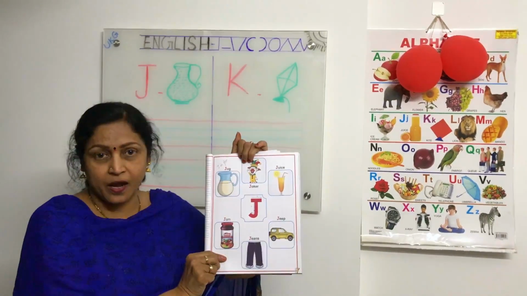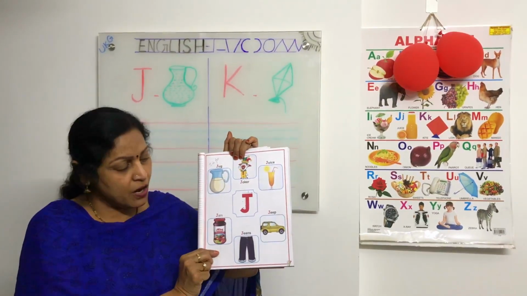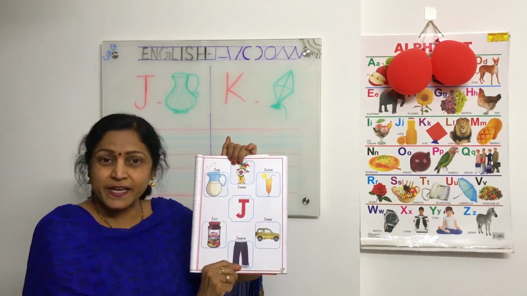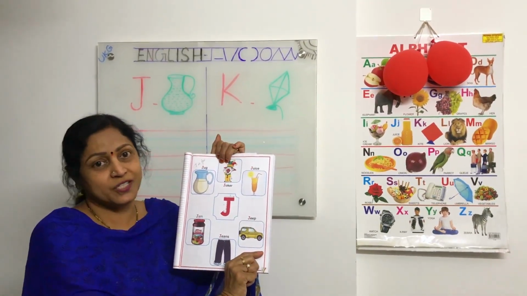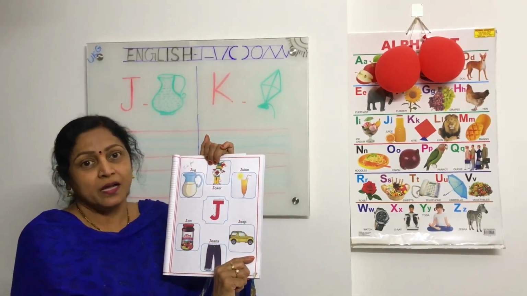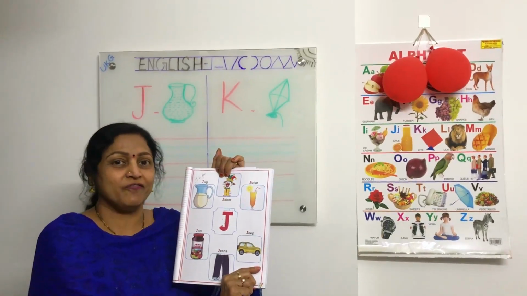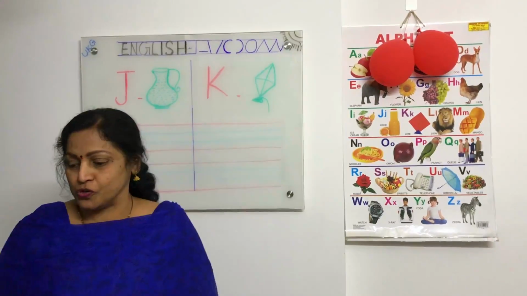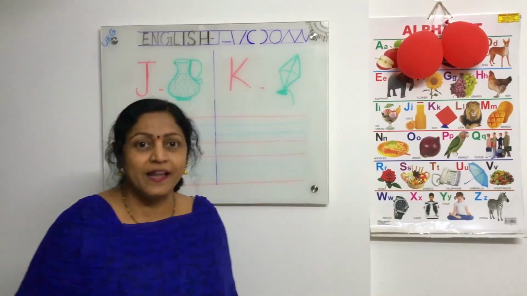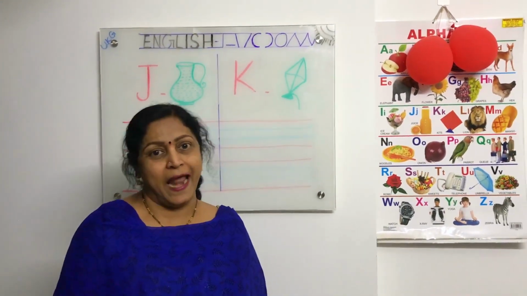J is for jam. J, J, jam. J is for jeans. J, J, jeans. J is for jeep. J, J, jeep. What is the sound of J? J, J. Okay, children, now I will show you how to write the letter J on the lines.